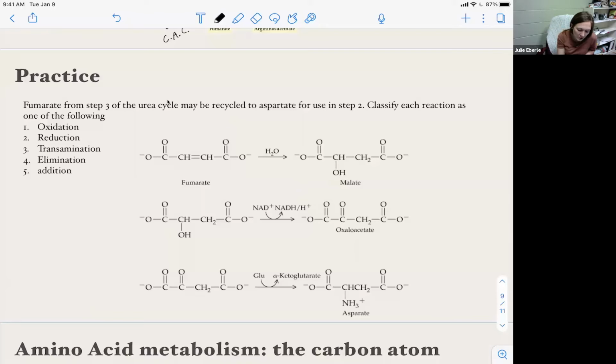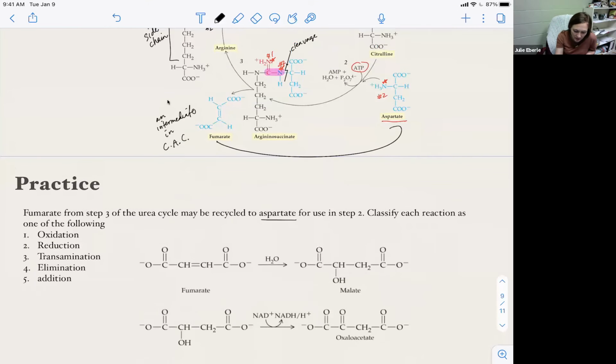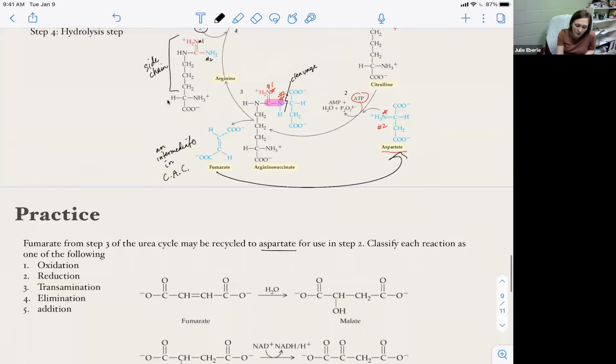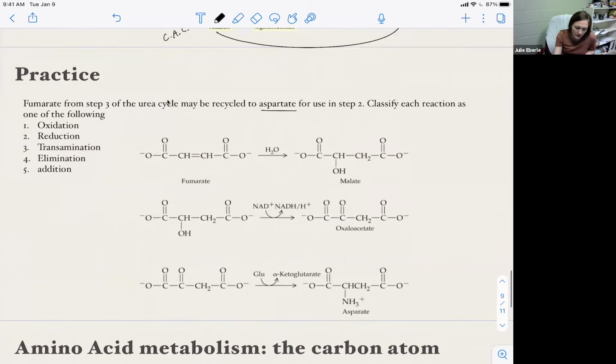Fumarate from step 3 of the urea cycle can be recycled to aspartate to be reused in step 2. So we can literally take this guy and recycle him right back to here so we can just continue the cycle. Oh, by the way, after we cleave off urea, we remake our initial reactant, ornithine, and the cycle is ready to go again. Okay. So it's a 3-step process.